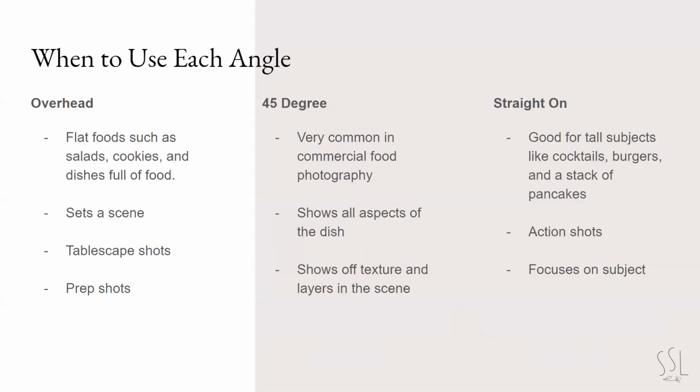Okay, so the overhead angle is when we are directly over our subject. So our camera is going to be parallel with the surface we are shooting on. And we want to use this angle anytime we're shooting foods that are flat, such as salads, cookies, anything in a dish like a casserole or a bowl of soup. We can also use the overhead angle to set a scene, like if we were going to do a Thanksgiving dinner scene or a dinner party, anything where we want to tell a story and have every element shown.